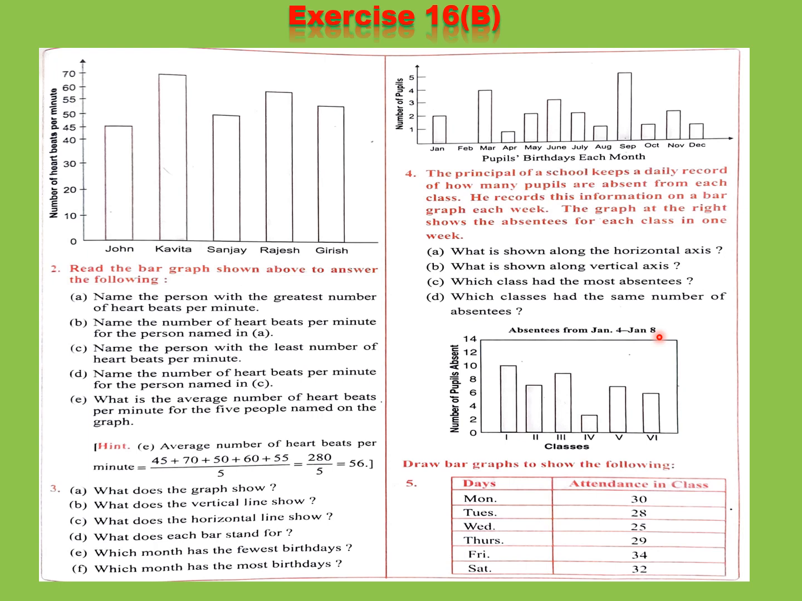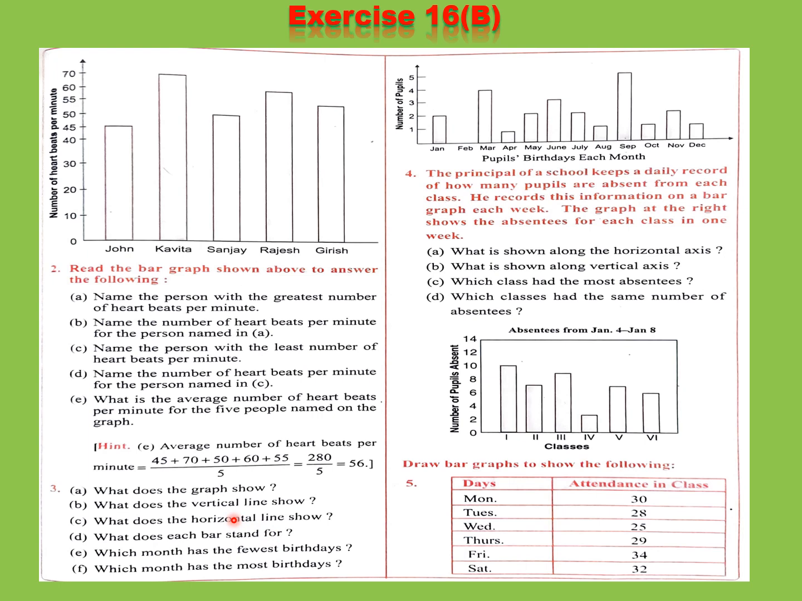This may be data which states how many students have a birthday in a particular month in a school class or something like that. So the first answer, what does the graph show? The graph shows pupils' birthdays each month. Now what does the vertical line show? For the vertical line, you can simply see the description given here, it is number of people.